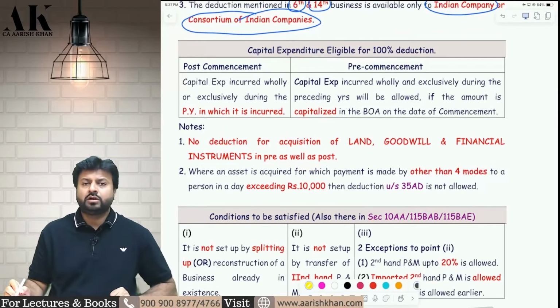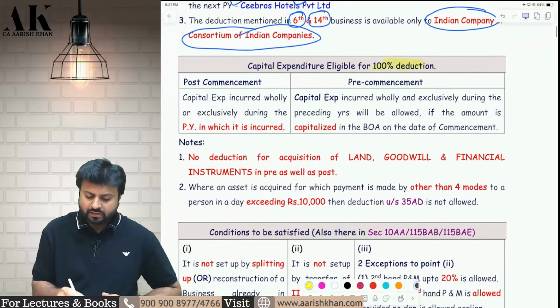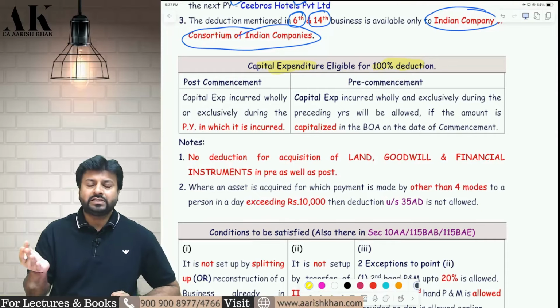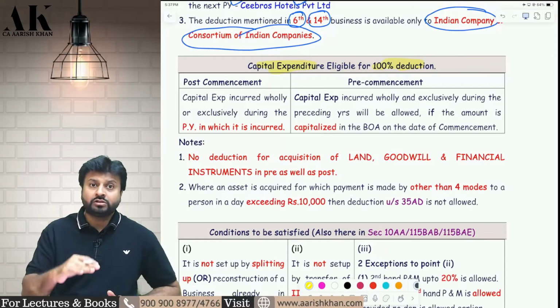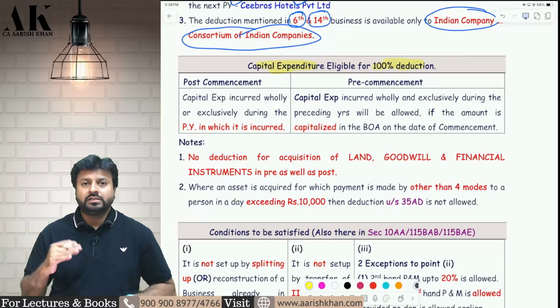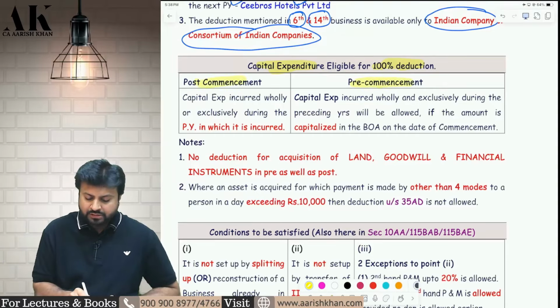Now coming to the most important part: how much deduction is available to me? How much deduction will be allowed if you are engaged in any of the 14 businesses? You will get 100% of your capital expenditure. Revenue expenditures are not covered here, but revenue expenditure anyway gets 100% deduction. You will get 100% of capital expenditure also. That is a big benefit to you, and revenue expenditure everybody gets 100%. Therefore, sir, here also there is pre-commencement and post-commencement. Yes, pre-commencement deduction is allowed, post-commencement deduction is allowed.